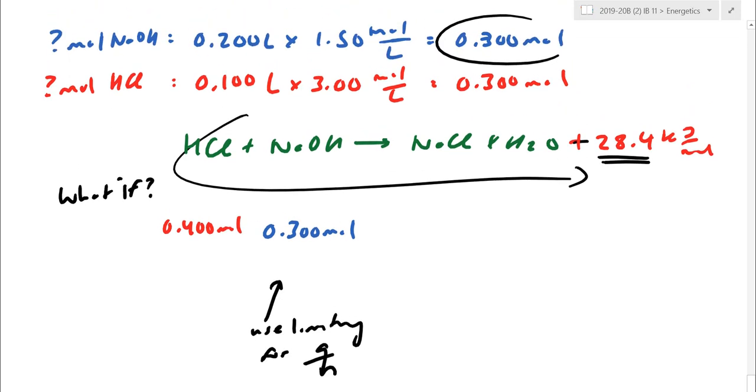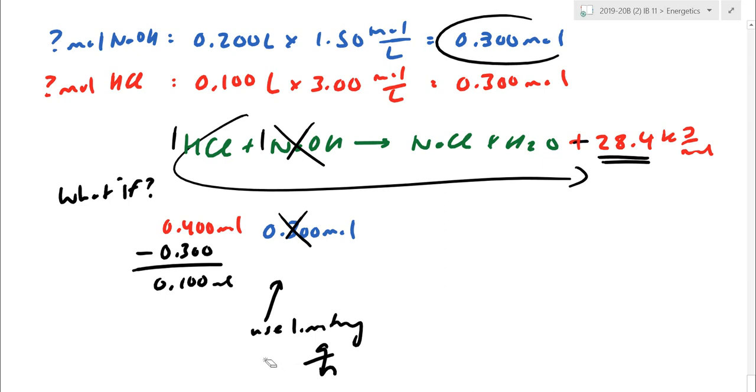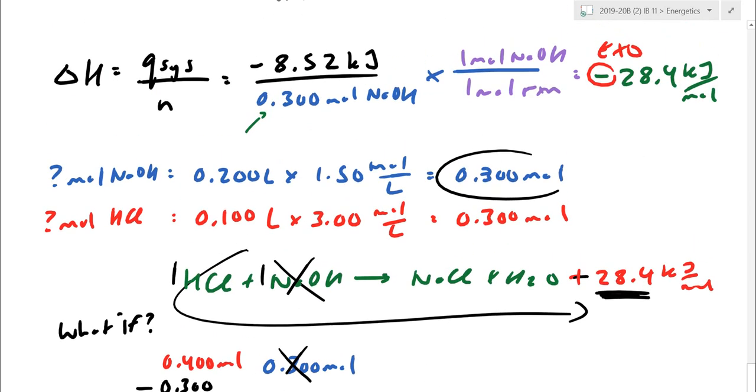Because what's going to happen here is these react in a 1-to-1 ratio. By the time I use up 0.3, this one here would have used up 0.3. Sure, I'm going to have 0.100 moles left of HCl, but without the NaOH, once the limiting has run out, the reaction cuts off, right? That's the reason why we say limiting. It stops the reaction. The only reason why I was delivering 28.4 anyways was because HCl ran into NaOH. Once the NaOH has run out, I don't care how much HCl you have left over, so make sure you use limiting. In this case, there was no limiting, so I was open to using either of them.